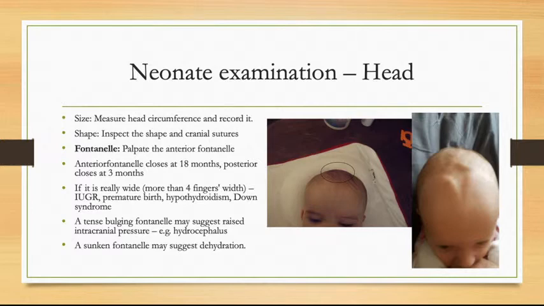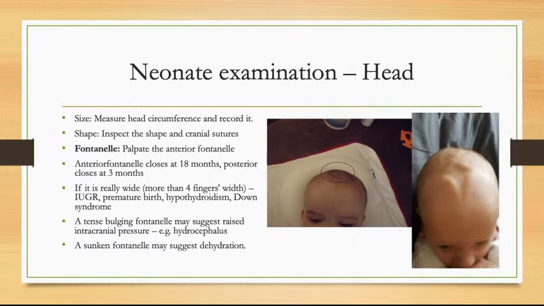So on the right, I have two pictures, and you can see on the second picture the position of the anterior fontanelle, where it should be. In fact, that one is a sunken fontanelle, which indicates dehydration. The anterior fontanelle should be open because it actually closes at 18 months.